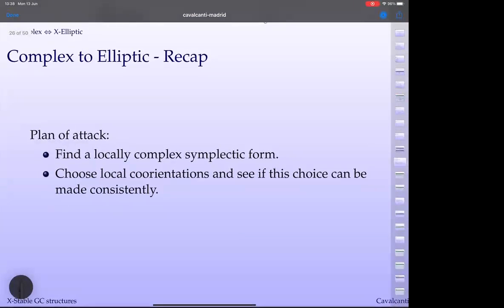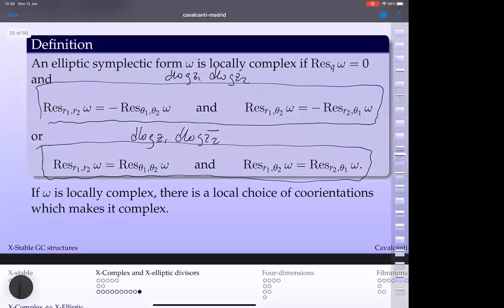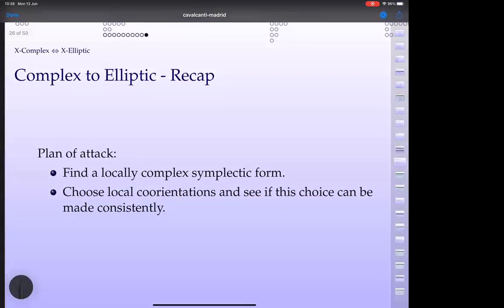So the plan of attack is precisely that. I first try to find a locally complex symplectic form. Locally complex means it's either of these two forms here. I try to find one of these locally complex symplectic forms, and then I start playing around with these orientations to see if at some point I can make everything consistent.